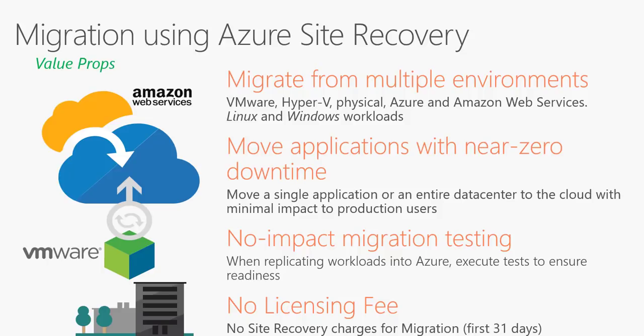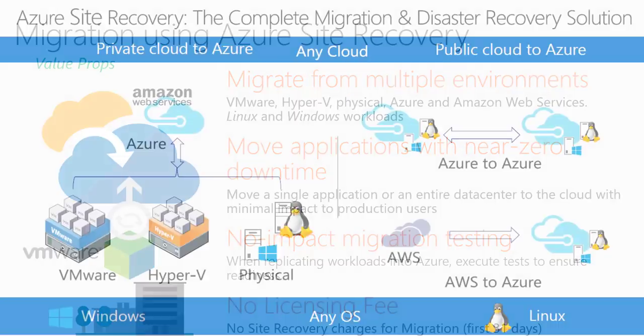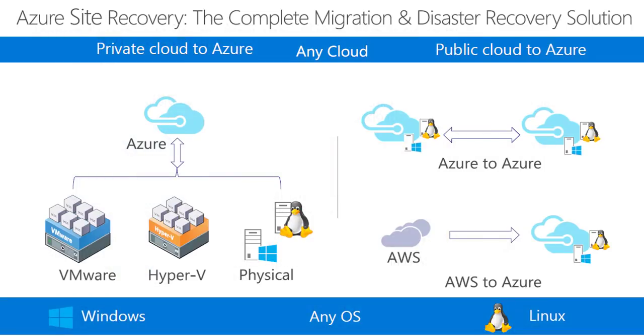And then finally, it's free for the first 31 days. So with ASR, we know that it's a powerful migration solution. Every single VM, physical machine, whatever, is free for the first 31 days. So if you complete your migration within the first 31 days, you're not going to pay any of those ASR charges. You'll pay storage, which we'll talk about in a second, but you don't pay any ASR charges for the first 31 days. So ultimately, ASR, really a complete migration and disaster recovery solution.